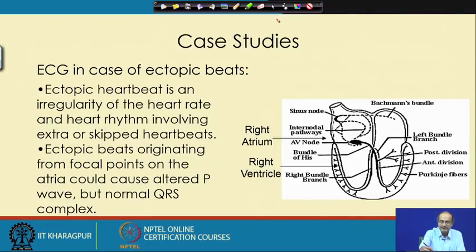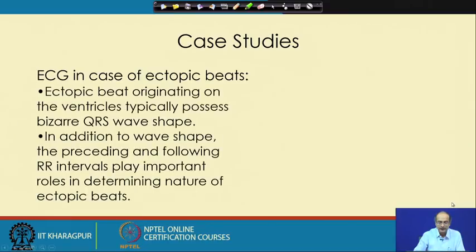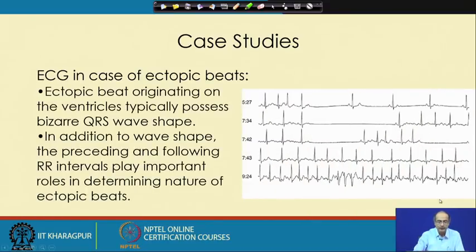Okay. We will get extra beats in that case. So, let us see how they look. First we see, for a patient over time, how the waveform is changing on the right hand side, at 527, 734, so at different instants we are getting that.